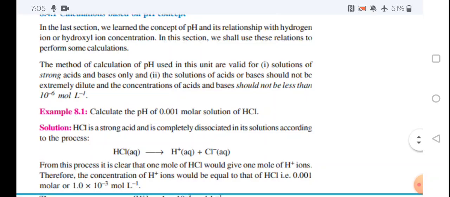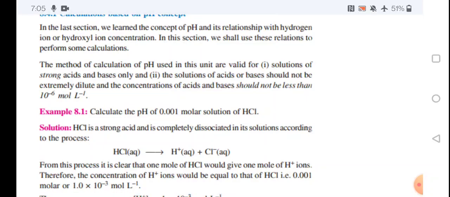This method of calculation of pH is used in two cases: for strong acids and strong bases, and second, we cannot use this method for dilute solutions. Dilute, I mean weak acids and weak bases.